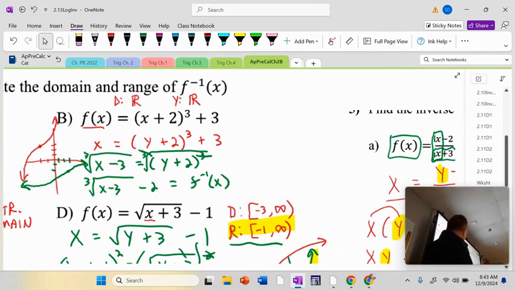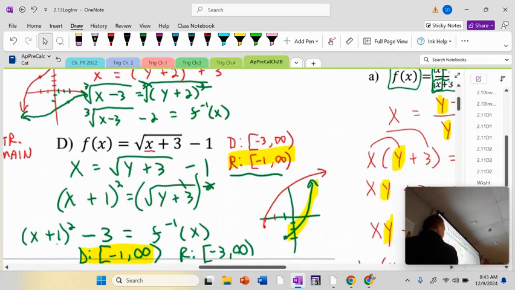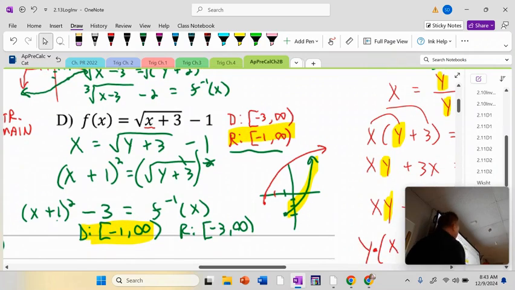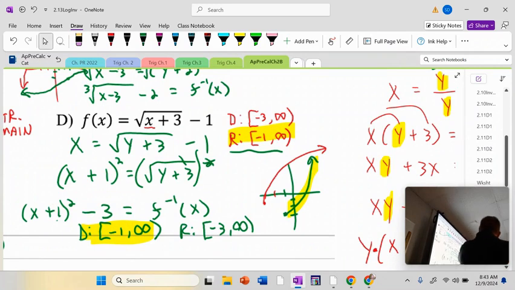Switch X and Y. Opposite of cubing is cube rooting. Cube rooting does not have issues like square roots. You can cube root a negative. Okay, now I mentioned that. Remember, we had to remember that this has a domain restriction. You can't square root a negative.